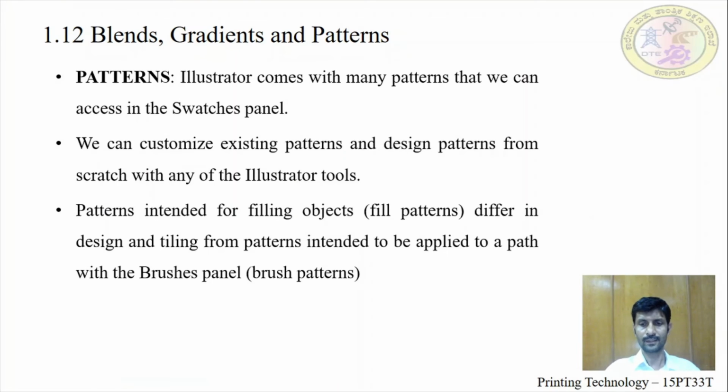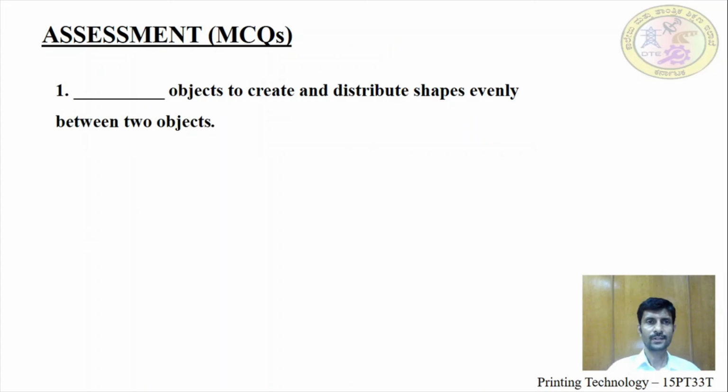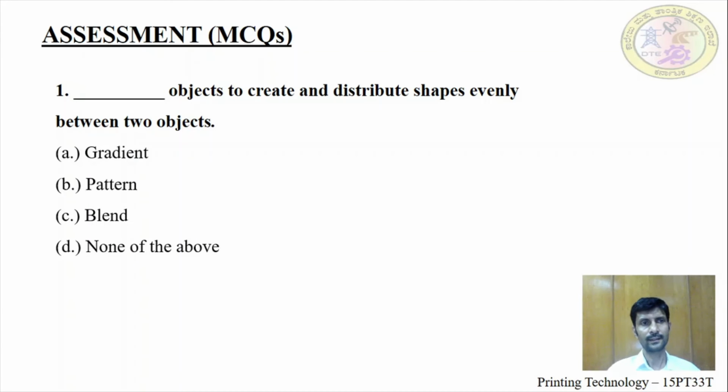Let us discuss the multiple choice questions. Dash objects to create and distribute shapes evenly between two objects. The options are gradient, pattern, blend, and none of the above. See, the objects to create and distribute shapes evenly between two objects. We have already done this. By reducing the steps of that, we can create and distribute the shapes evenly between two objects. This is the clue for this option.